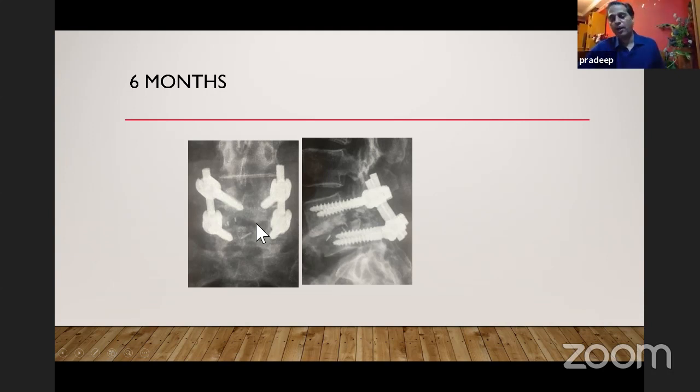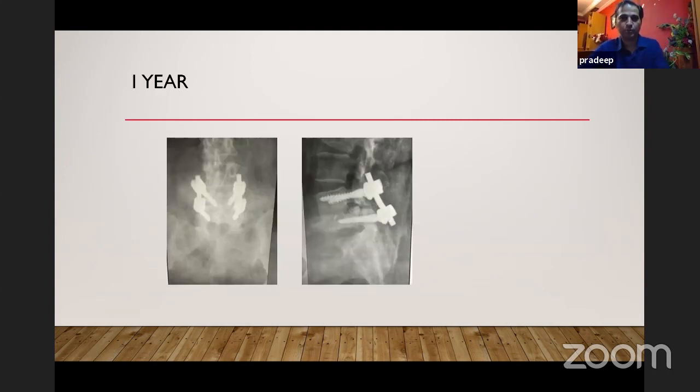And again, after 1 year, this was the picture. It's complete collapse of this L5 vertebral body, with a retropulsed fragment which was pressing over the nerve root on the right side. This is the AP view. Any comments, sir?